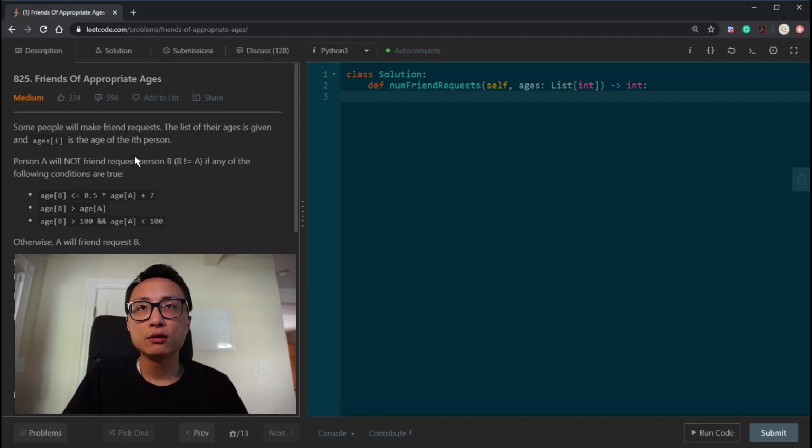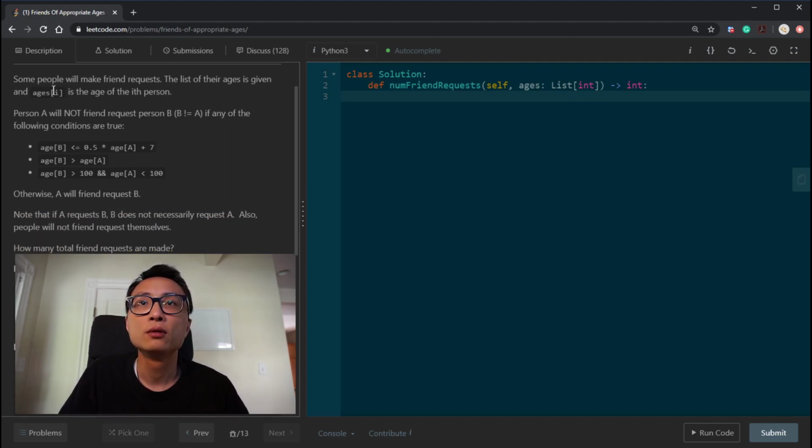Hey, hello there. So today we got requested a question: Friends of Appropriate Ages. We got a bunch of people. They want to make friend requests amongst themselves. We know their ages in this array ages, where the i-th element is the age of the i-th person. Somehow they seem to make friend requests only based on their age differences.